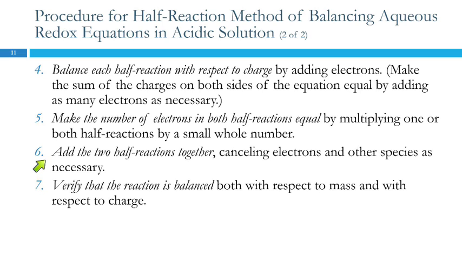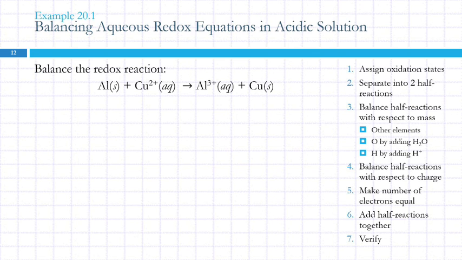Add the half reactions together. If you've done it correctly, the electrons will cancel out, and some of the other things might also cancel out. And then you should always double check. Okay? So those are the rules. Let's do some examples. So this is kind of like shortcut rules, just to remind us what we're supposed to do. So balance this redox reaction.